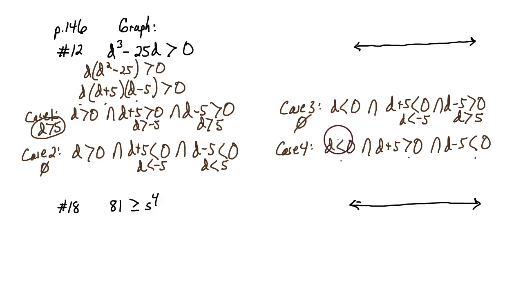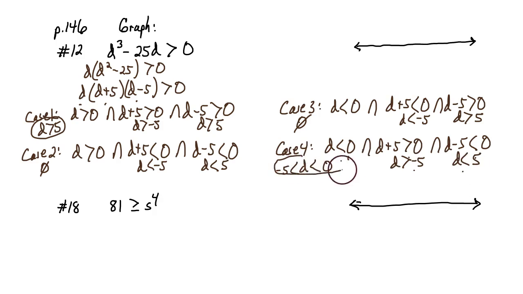Okay, now the last one. This one's okay. Right here, we need to subtract 5 from both sides, and here we need to add 5 to both sides. d is a number that's less than 0, and it's greater than negative 5, and it's less than 5. That's possible. We could write negative 5 is less than d, which is less than 0. This satisfies all three of these descriptions.